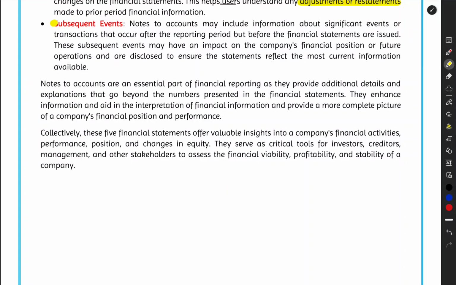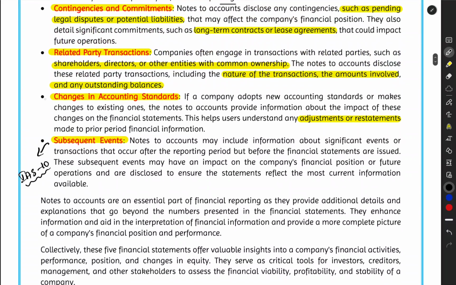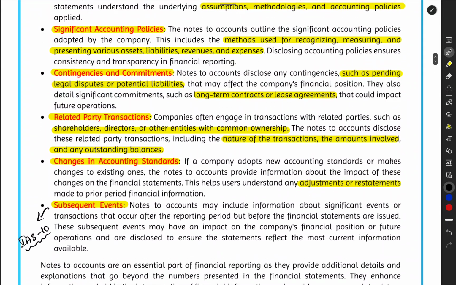the most important notes to accounts, subsequent events. Sir, there is a separate standard on subsequent events called IAS 10. Events occurring after the balance sheet date, after the reporting date, whatever you want to call it. So IAS 10, International Accounting Standard number 10 is there. But anyways, that's not my content here. If I talk about significant accounting policies, this is covered in IAS 8. Significant accounting policies, estimates, and rectification of errors.